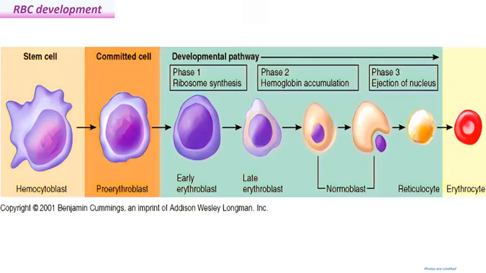Here we see the RBC development from the hematopoietic stem cell developing into proerythroblast, early erythroblast, late erythroblast, normoblast, finally reticulocyte and the erythrocyte.